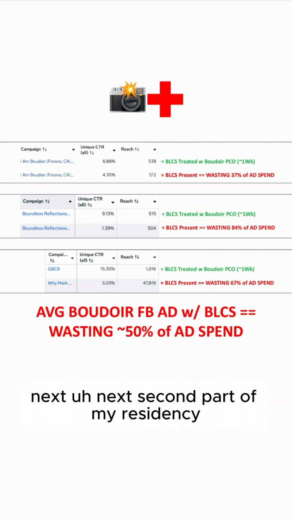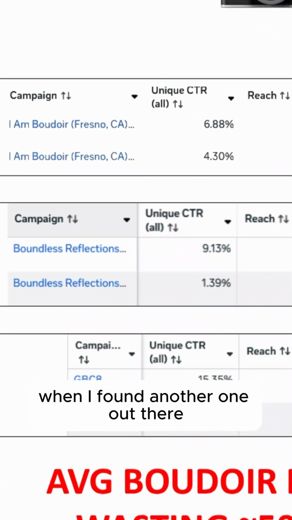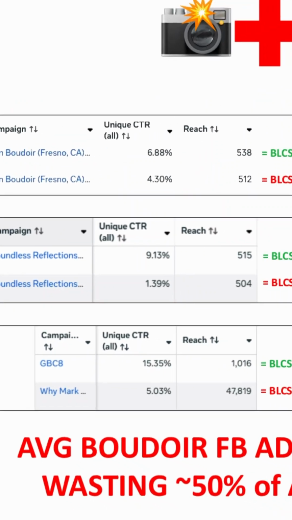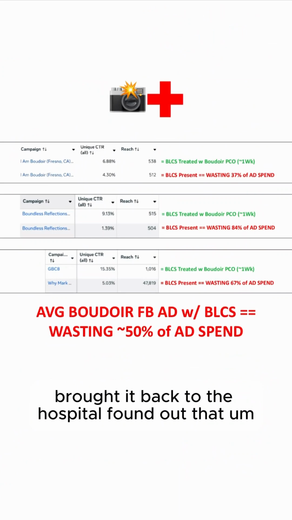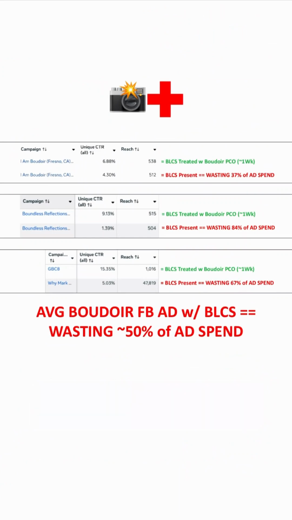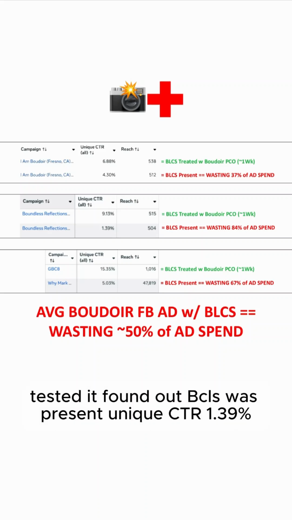Next, second part of my residency, I found another Boudoir Facebook ad out there in the wild, brought it back to the hospital, ran it, tested it, found out BLCS was present, unique CTR of 1.39%.